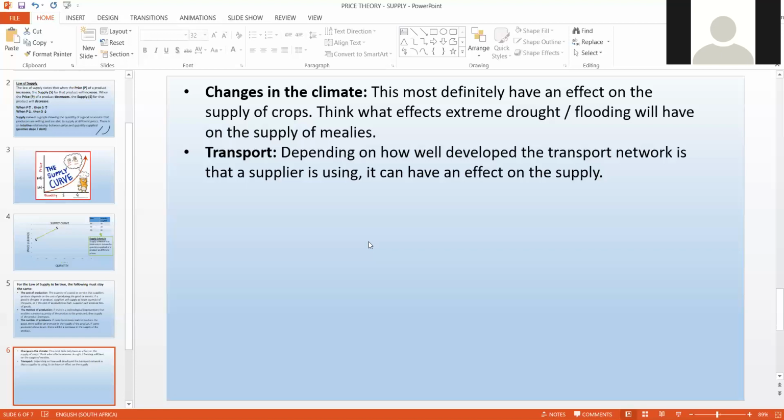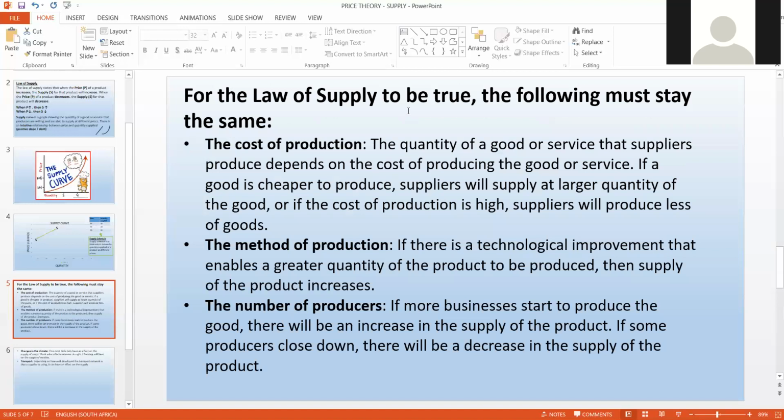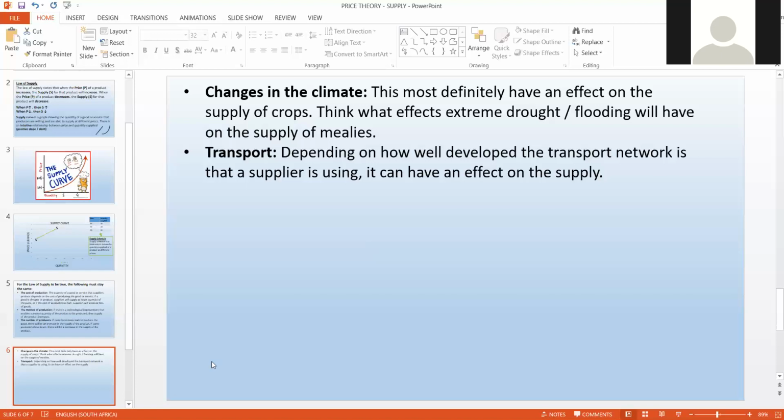So now the cost of transport is extremely high, and that has an effect on the supply of specific products in the market. Not just face masks, anything that's being imported into South Africa at the moment, the transport cost is extremely high. So once again, if I can just go back, for the law of supply to be true, all of these factors that we looked at must stay the same. Then my supply curve and law will be working out. The moment some of these factors change, it will also have an effect on the total number of items that I am willing to supply into the market as a supplier.